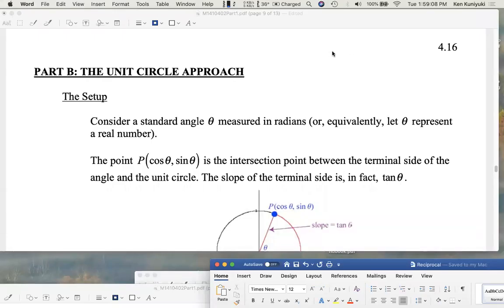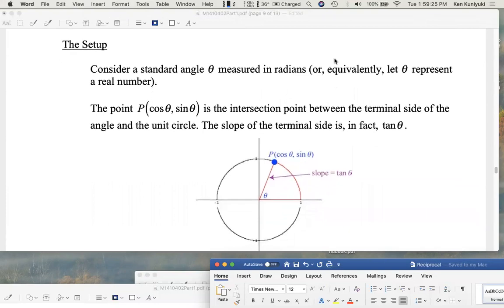Hi everyone. We're now going to look at the unit circle approach to trig. The unit circle approach is better for angles outside of quadrant 1. It's much better for analyzing quadrantal angles and also angles in other quadrants. Okay, so here's the setup.